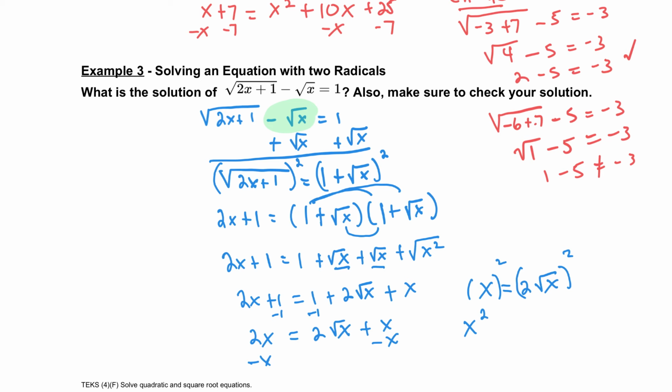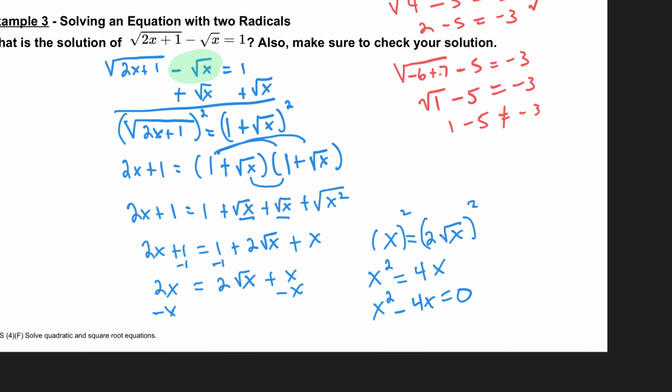So you have x squared is equal to 2 squared gives you 4. And then you have the square root of x to the second power. That's x. So you have x squared minus 4x equals 0. So we're going to solve this by factoring. I know it gets kind of long. So we're left with, you can factor in x. So you have x times x minus 4 equals 0. So we have x equals 0 or x minus 4 equals 0. So x equals 4.